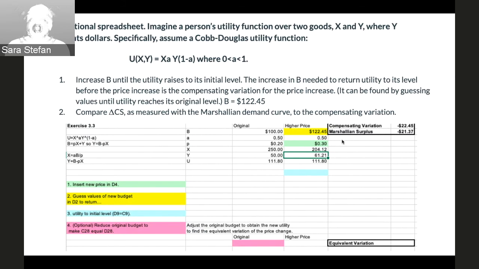And then for the Marshallian surplus, we plugged it into the equation given, which gives negative 21.37, and the difference is that the Marshallian curve incorporates income effects associated with price changes and substitution effects. And that is all.